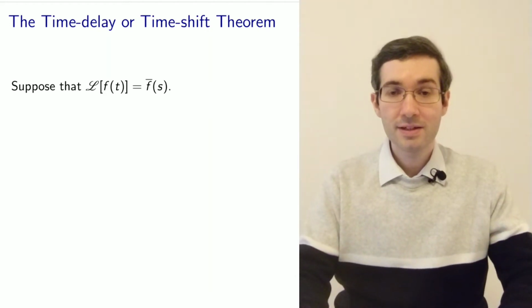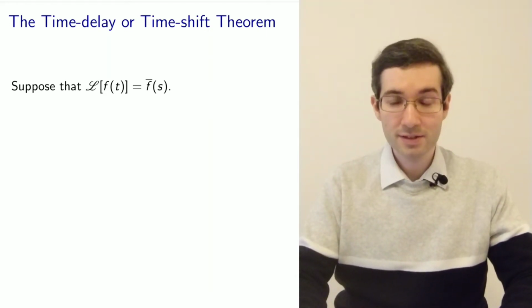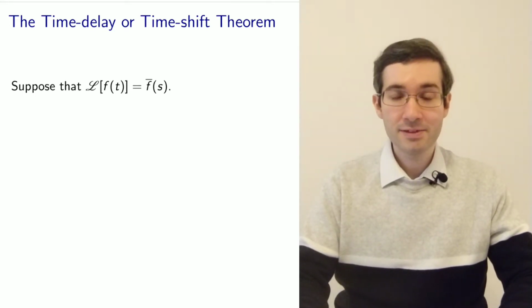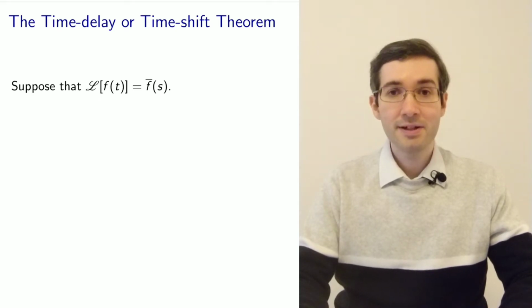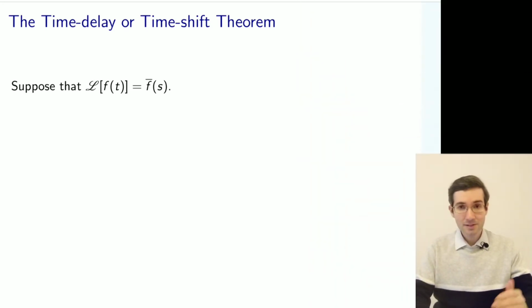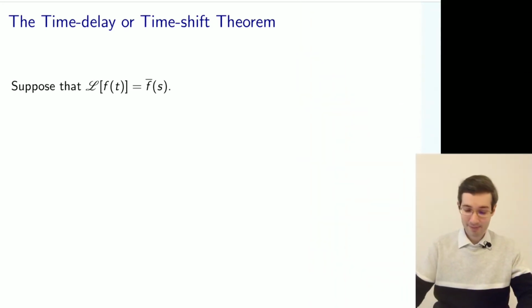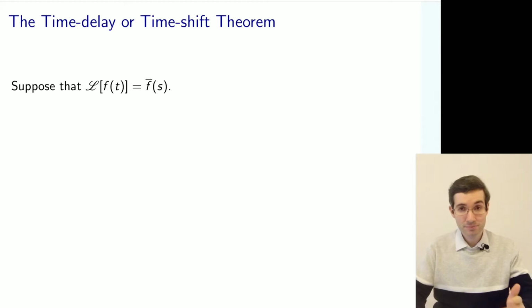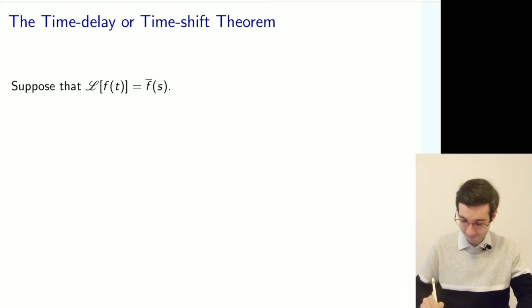We've seen some examples of the causal functions, and now we will apply these functions to derive an important property of Laplace transforms. So let's say we have a function and we know a Laplace transform of that function. Call it f bar of s.